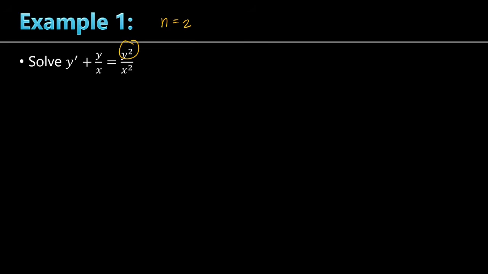Okay? Now, what is our next step? The next step is to compute for the new p. Okay, capital letter P, which is 1 minus n. 1 minus 2 is negative 1. So, that's negative 1 times the original p of x, which is 1 over x.